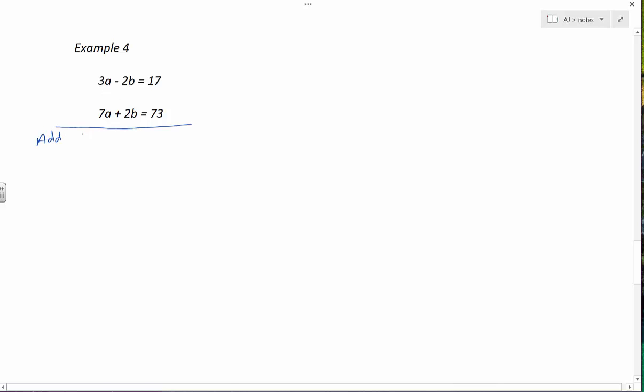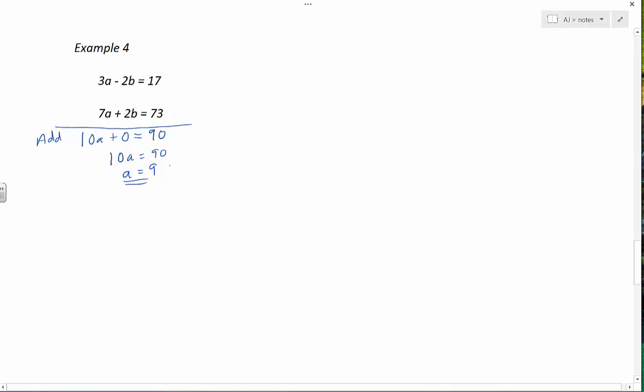3a plus 7a is 10a, and then minus 2b plus 2b is actually 0. Minus 2b plus 2b offset each other and disappear. And then finally 17 plus 73 is 90. So here we have 10a equals 90, so clearly a equals 9.